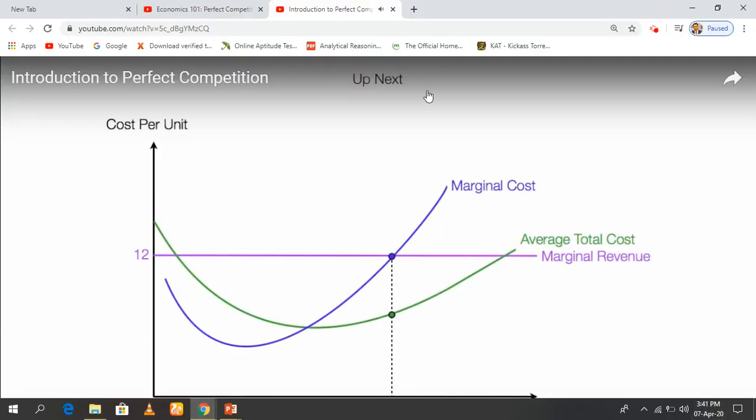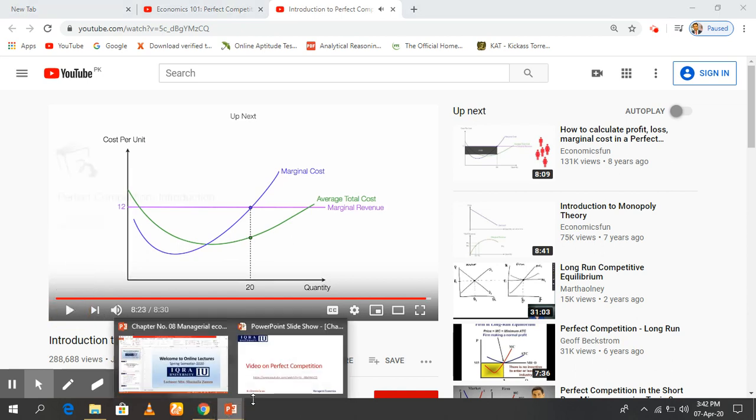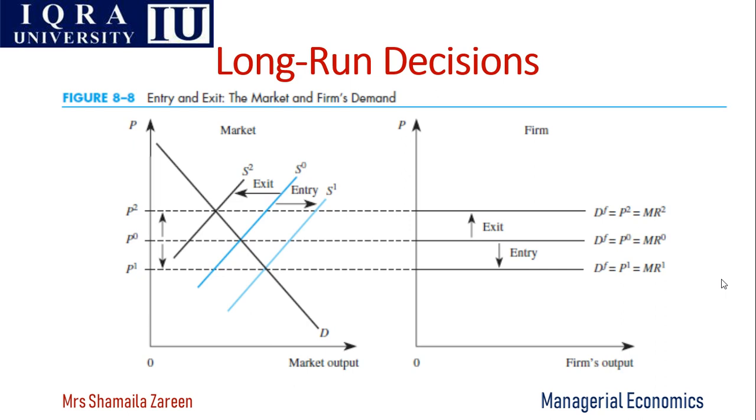So up next is the same type of example, except I'll use numbers, and this will help you understand the concept even better. So I hope you have understood the concepts regarding the supply curve, regarding the loss, regarding the profit.